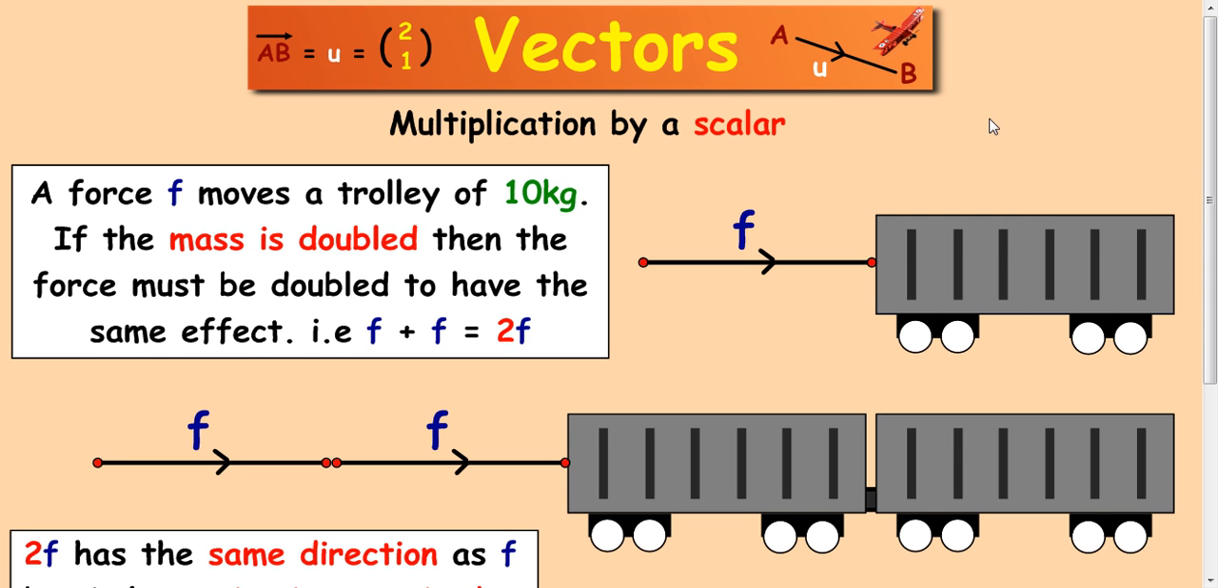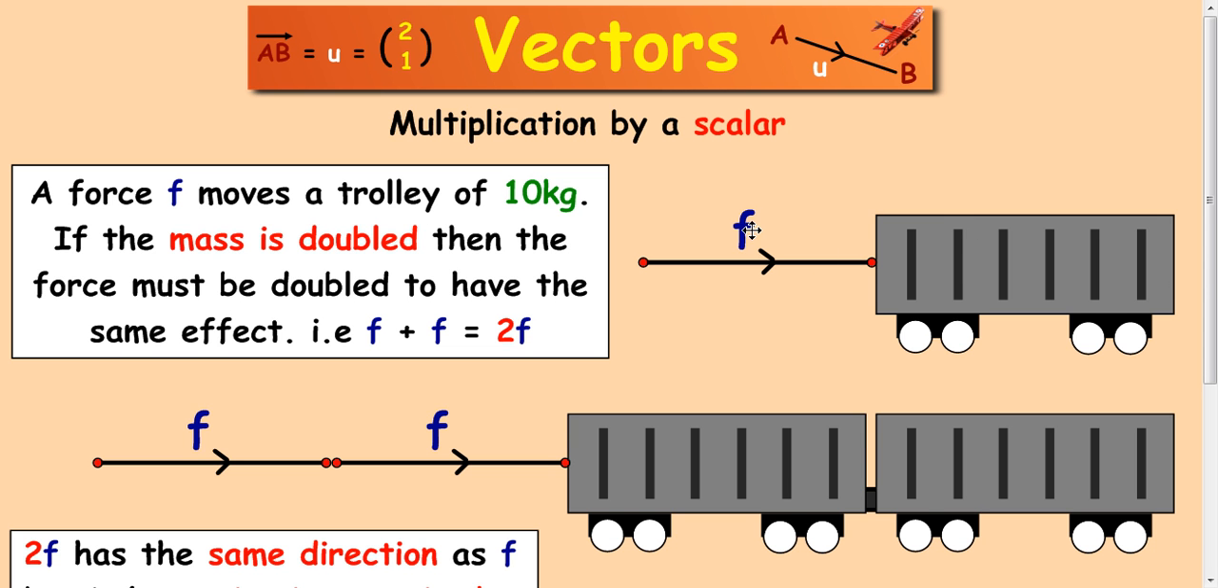In this lesson, we're going to look at what happens when you multiply a vector by a number. Not by another vector, but a scalar quantity, i.e. 2 or 6 or a half or whatever it is that you want to multiply the vector by. So I've set up an example here in terms of trolleys.